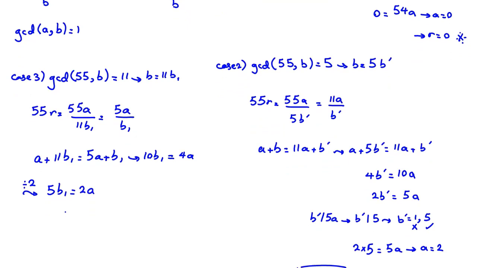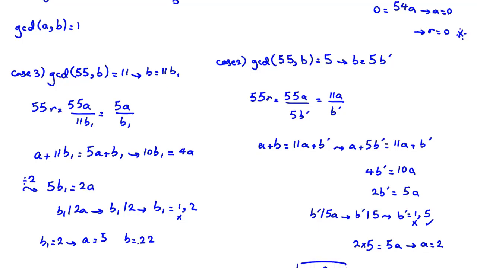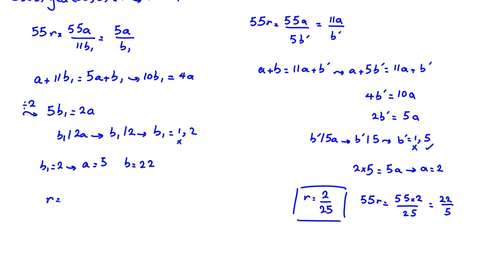Okay, again we can use the same thing. We can say B1 divides 2A because B and A are relatively prime. B1 and A are also relatively prime, so B1 divides 2. So B1 is 1 or 2. If we replace B1 with 1, it will be 5 equals 2A, impossible, so B1 is 2. Because B1 is 2, we can conclude A is what? 10, so A is 5, and B is 11 times B1, so B is 22. So in this case, R is 5 over 22.